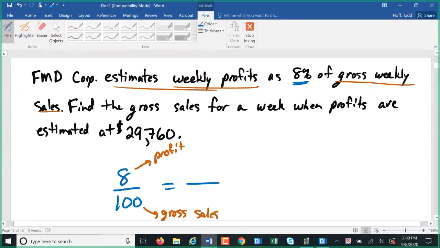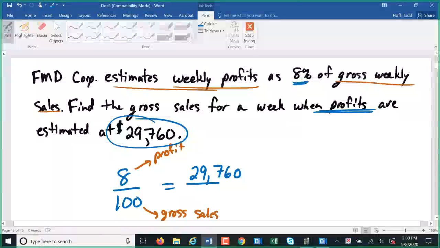So now on the other side of things, the $29,760, the estimate of the profits. Profits, that has to go on top. Because the 8% represents the profits, it's on top. So the other number that represents the profits also has to go on the top of our proportion. And now we solve by cross multiplying and dividing.